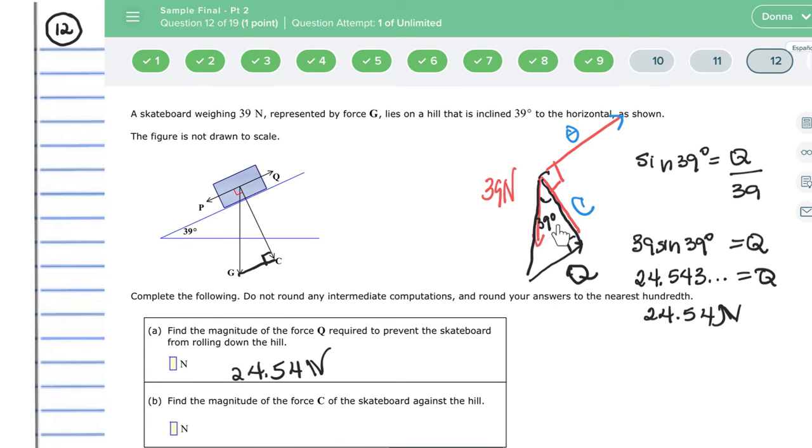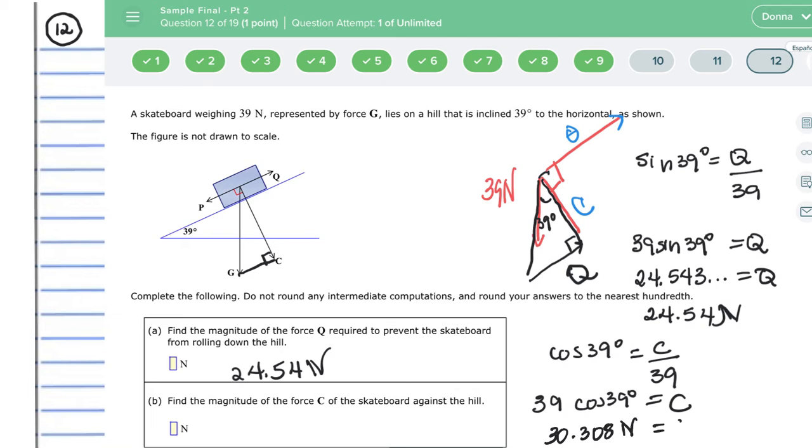All right, the next question, we're asked to find C. So C is adjacent to the angle of 39 and the hypotenuse of 39. So the cosine uses adjacent and hypotenuse. So I'm going to take the cosine of 39 degrees is equal to C over 39. Multiplying both sides by 39, I get 39 cosine 39 is equal to C. Evaluating this on the calculator, we get 30.308 newtons, which is going to round to 30.31.